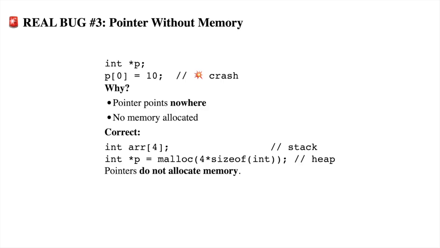So what is the correct way of doing that? One is to allocate memory on the stack, at compile time, by writing something like int ARR of 4. Another way is at runtime, where memory is allocated on the heap, which is done through malloc. So the crux is that a pointer does not allocate memory by itself, unlike an array.